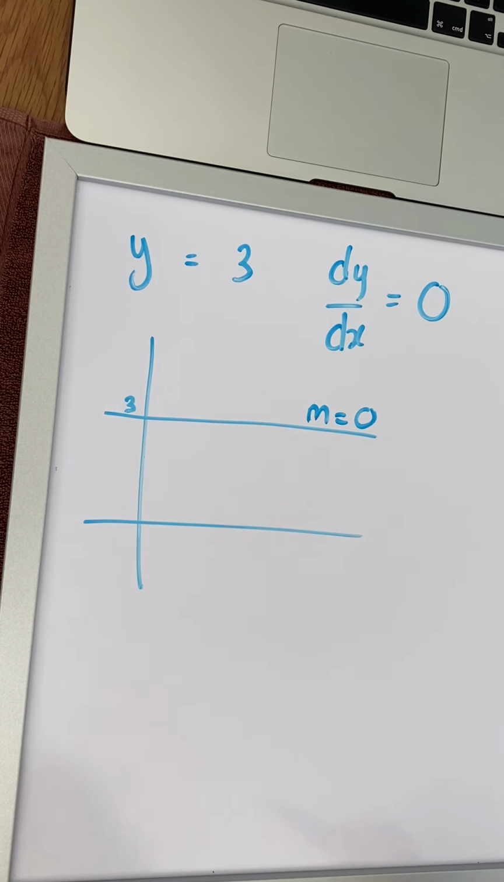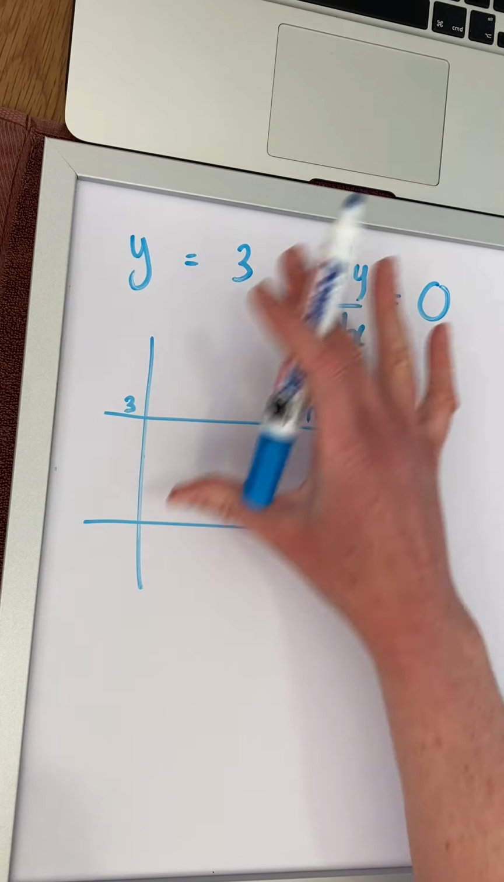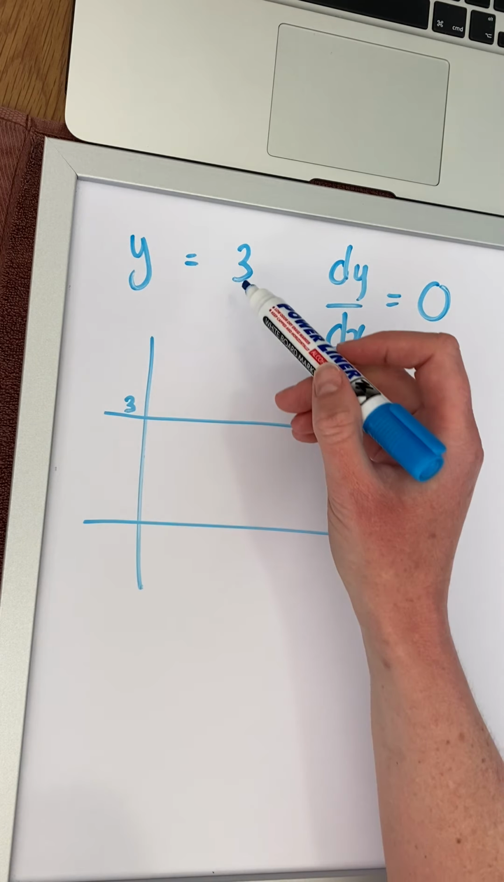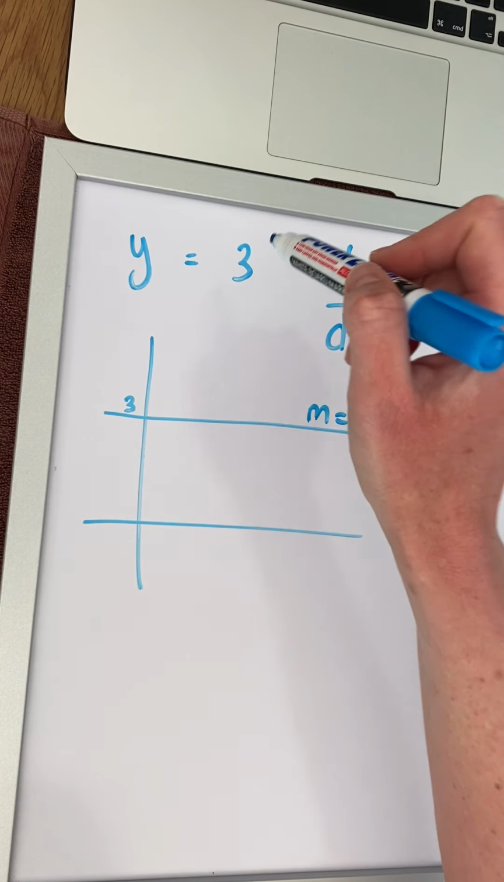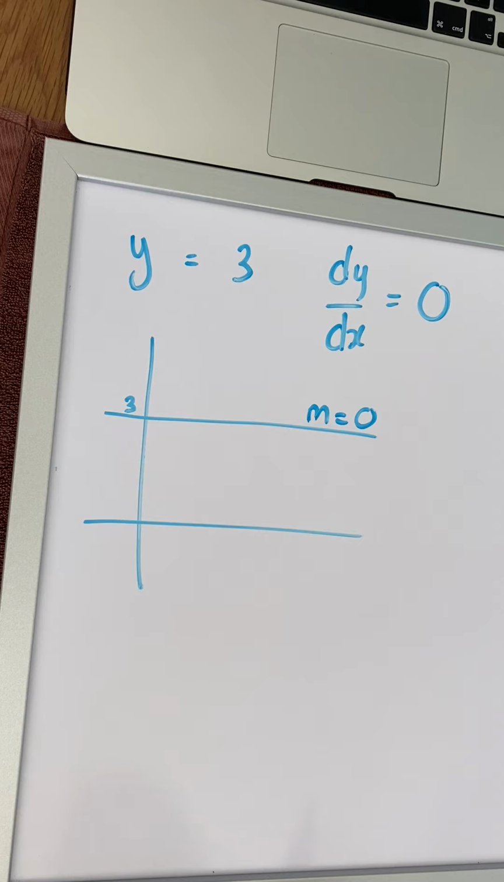I think that's the easiest way to look at it. So anytime you're differentiating a constant, that constant simply becomes 0.